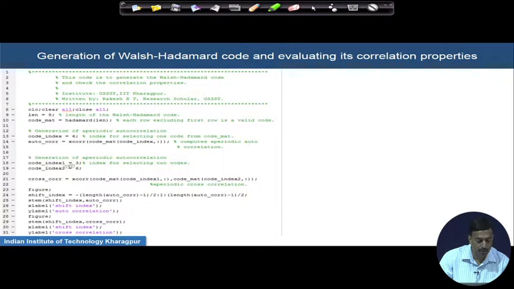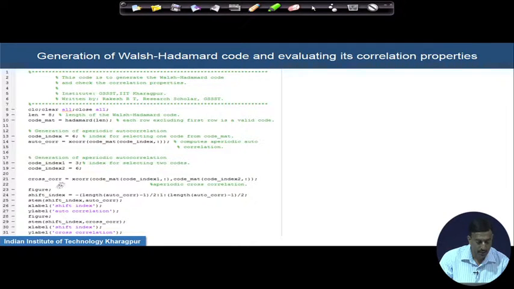And further, for cross correlation, we need two codes, so we choose row number 3 and row number 6. Make sure that code index should not be 1, because as I said, the first row is a row of all ones except for a special case, but otherwise it's all ones. So we find the cross correlation by once again using the same function, but now we have two arguments, that is choosing row number 3 and row number 6.